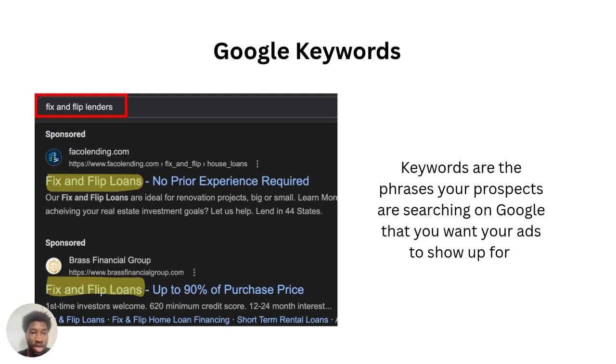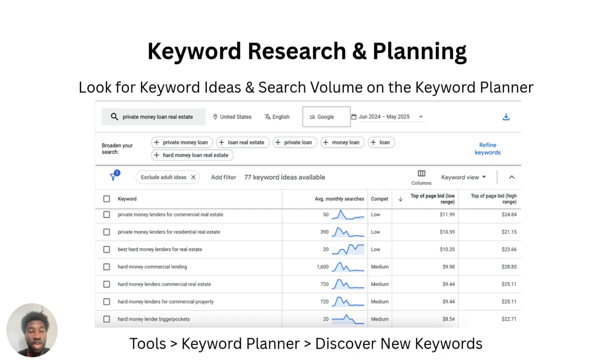And what you'll see right here are these people and brokers that are showing up for fix and flip loans. And as you can see right here. So a keyword is basically what search phrases you want to target. Okay. And then in order to pick those keywords, what I use and I recommend is the Google Keyword Planner. And this is it right here. You can navigate it by going through Tools, Keyword Planner, and discover new keywords on your Google Ads.